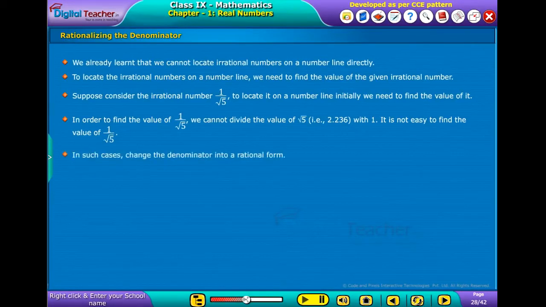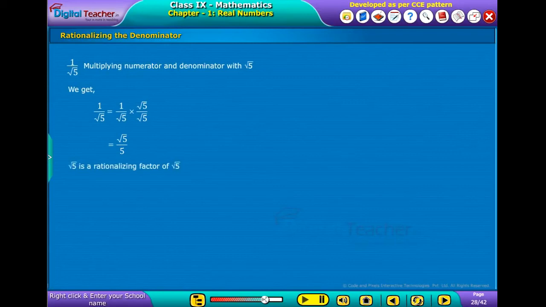In such cases, change the denominator into a rational form. Here, to rationalize 1 by root 5, multiply numerator and denominator with root 5 as shown on the screen. We obtain it as 1/5 of root 5. So, now we can plot root 5 by 5 on a number line. Thus, root 5 is the rationalizing factor of root 5. Similarly, the product of root 5 and root 5 is 5. Here, root 5 and root 5 are rationalizing factors of each other.